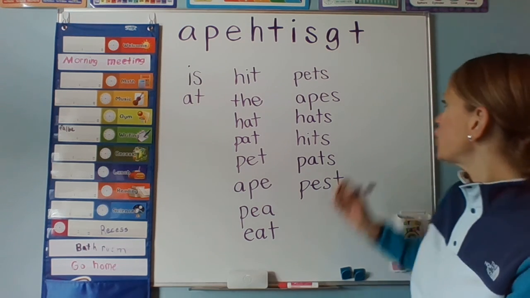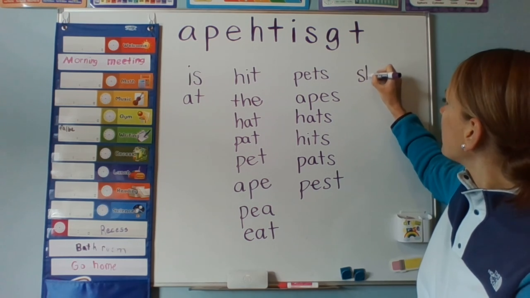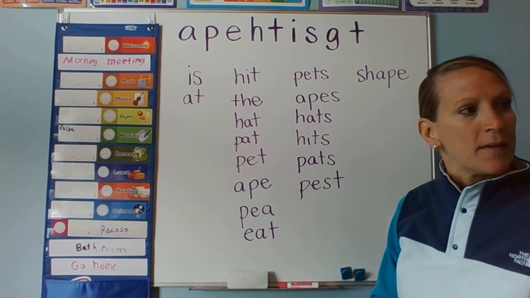Shape. So she took that word ape and she put the SH in front of it. Wow, that was good. That was one of my first words.